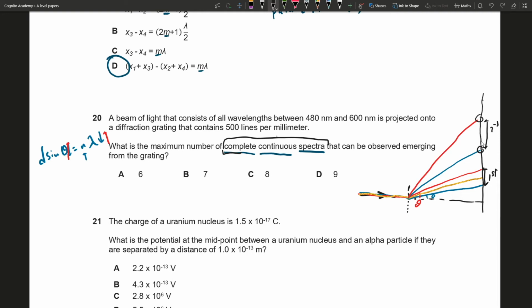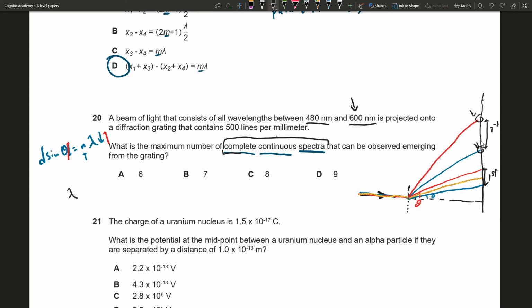Alright, actually I got that mixed up. From 480 nanometers, which is this point, and 600 nanometers, which is this point. Yeah, actually I didn't get them mixed up. I was correct all along. Next, in order for our continuous spectrum to contain all the colors from this range, we essentially have to find out what is the maximum order of diffraction that can occur for 600 nanometers with that grating.